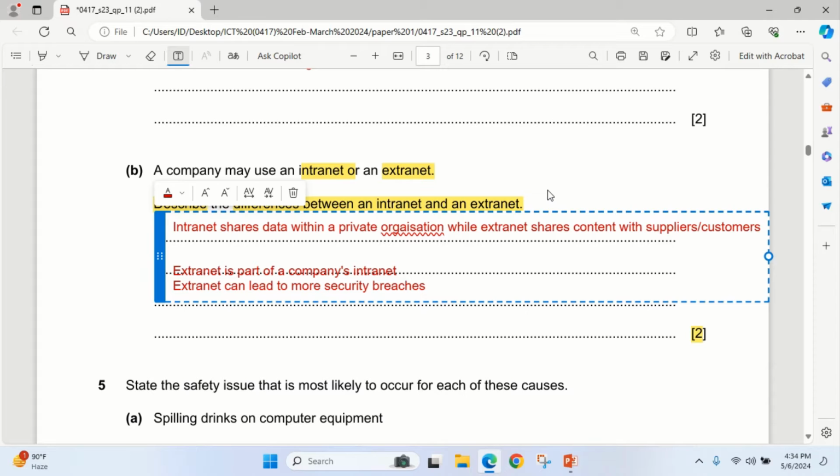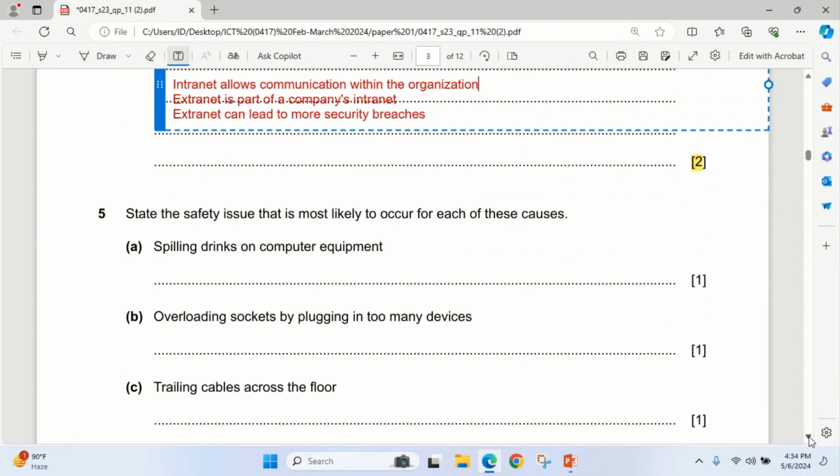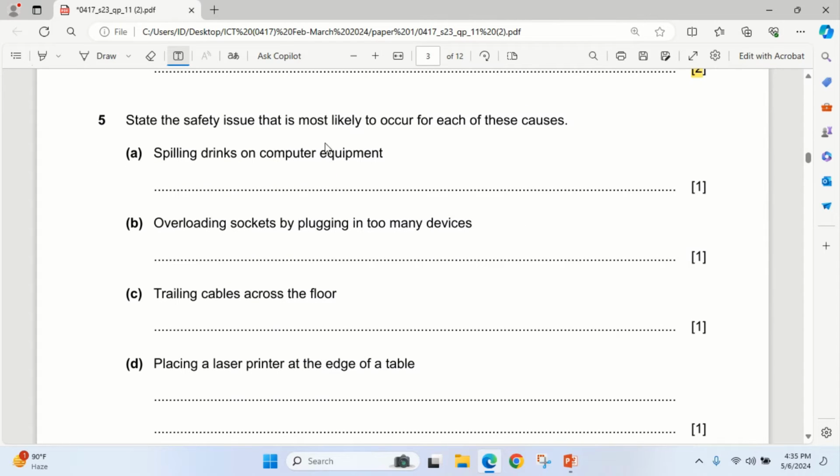Okay, you can also say that intranet, on the other hand, allows communication within the organization. So you can say that intranet allows communication within the organization. Okay, then you see any 2 points here will earn you the full mark. Then the next question, question 5, state the safety issue that is more likely to occur for each of these courses.